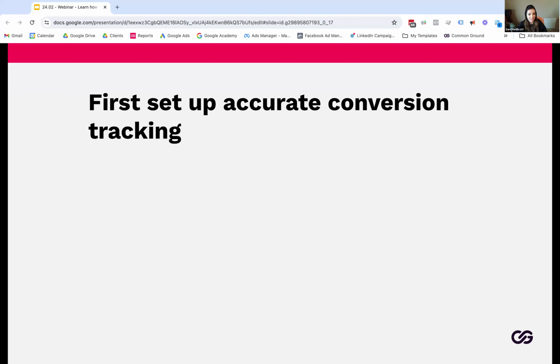So with setting up conversion values, first you need accurate conversion tracking. At the end of the day, if you're not 100% confident in your conversion tracking, go away today and make sure that you are, because you need it to be able to do any of this stuff.